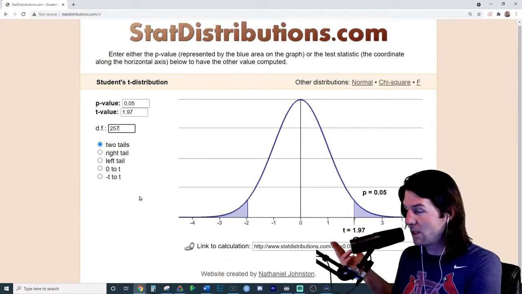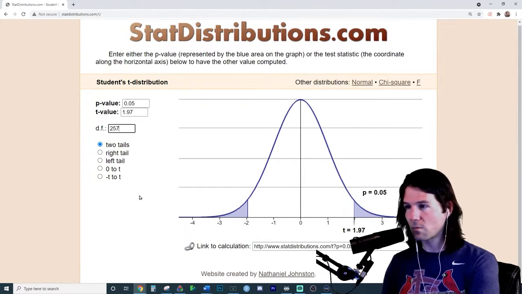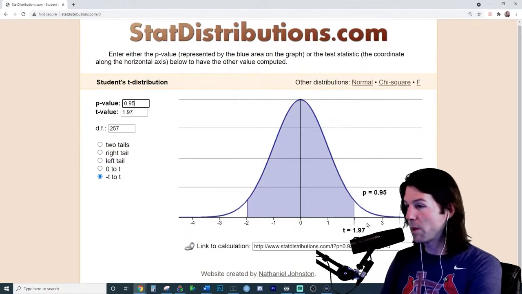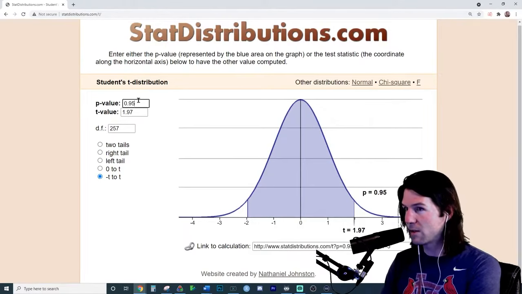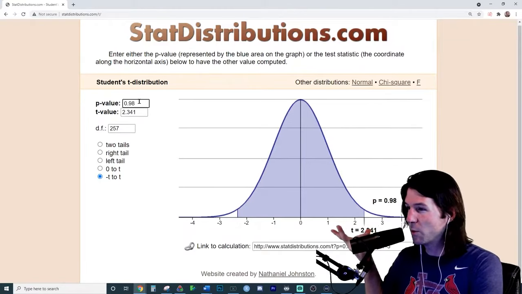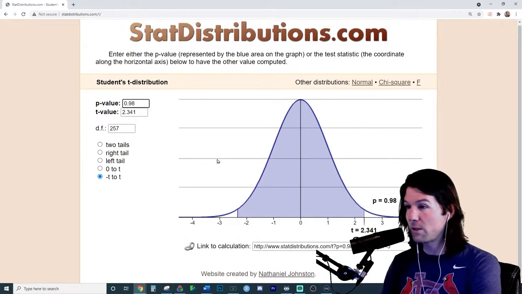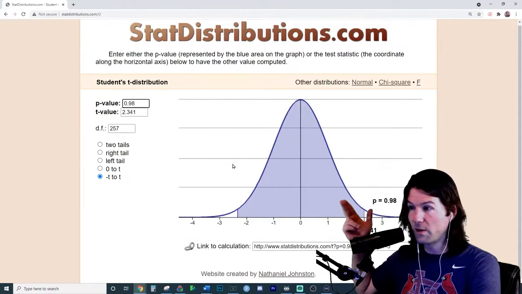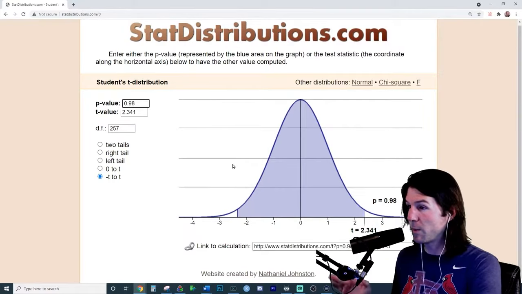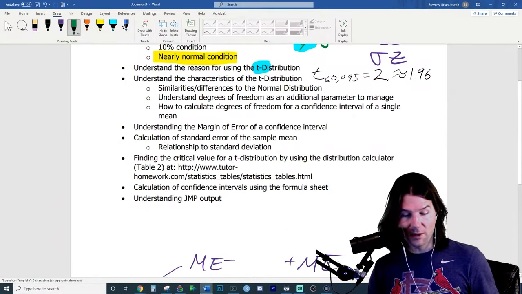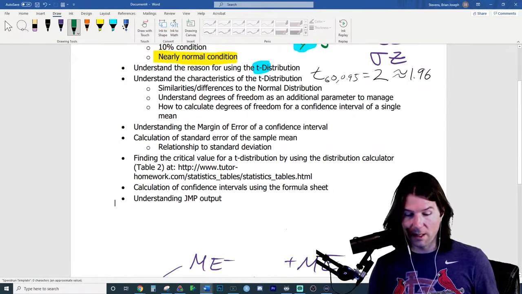If you notice, this t is a lot like the z. I'm also making 95% confidence intervals. It's much easier if we put the 95% inside, and now we could make a 98% confidence interval. It's the same as putting 2% on the outside. There are a lot of ways to use these applets, and this is one of my favorites. You can see I've made a 98% confidence interval where degrees of freedom are 257. Degrees of freedom are based on the sample size, n minus 1 for a one sample t. Calculation of confidence intervals using the formula sheet, we got that.